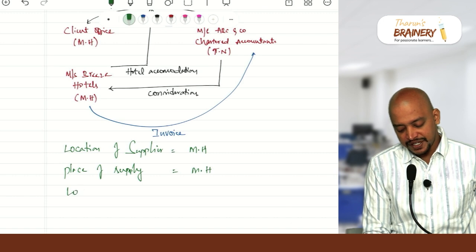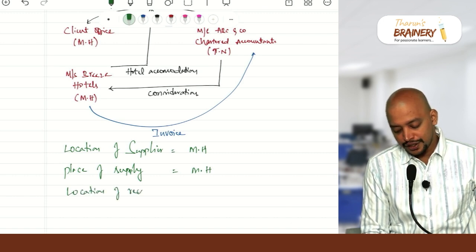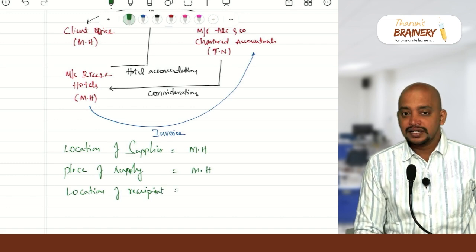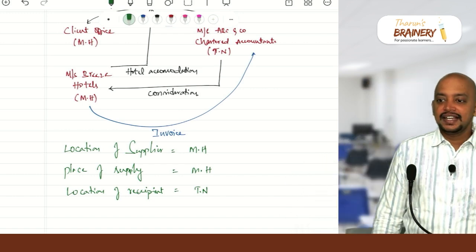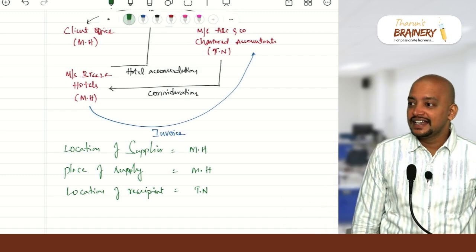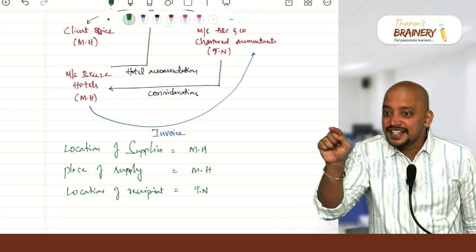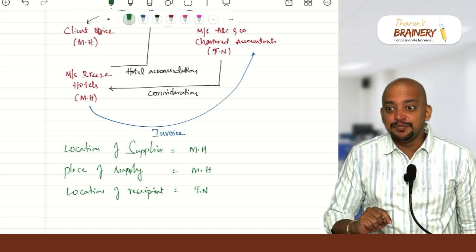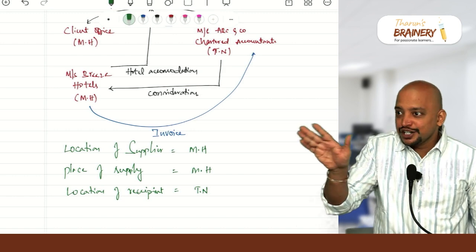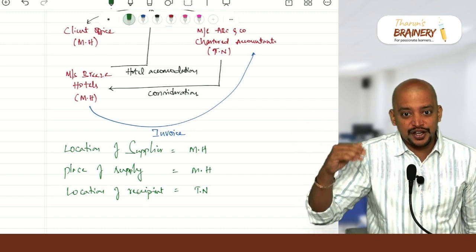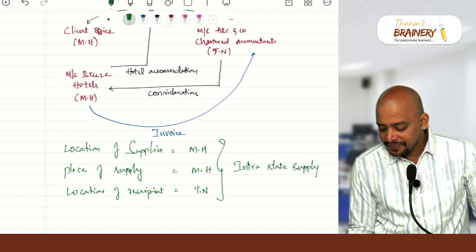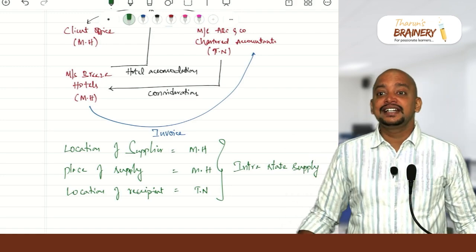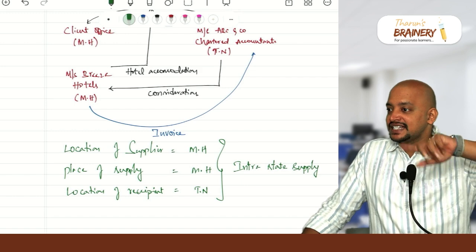But what is the location of recipient? To whom did they raise the invoice? The CA office in Tamil Nadu. Now, is it intrastate or interstate? Intrastate. So we should not see the location of recipient. If you see the location of recipient, it becomes interstate. What we need to see is the place of supply. So it is an intrastate supply, which means the hotel will raise an intrastate invoice. They will not raise an interstate invoice, even though the recipient is in another state.